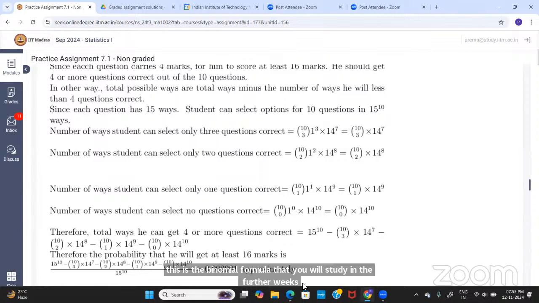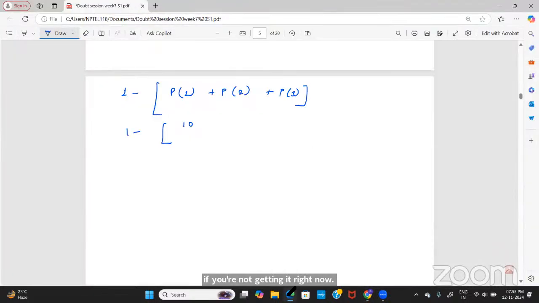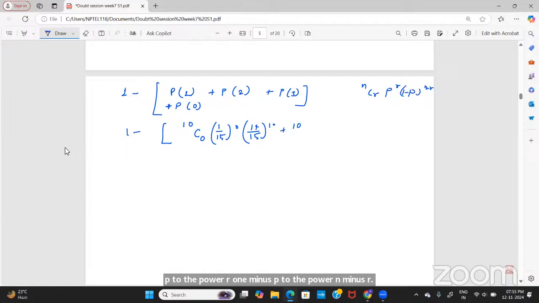But what about your solution? Yeah, this is the same. So here you have to select. There will be another case also, like if we select no questions correctly, zero. Yeah, it's zero also. So 10C0, then 1 by 15 to the power 0 and 14 by 15 to the power 10. So the formula is NCR, P to the power R, (1 minus P) to the power N minus R. So it is the probability of selecting the correct answer times the probability of selecting the incorrect answer.